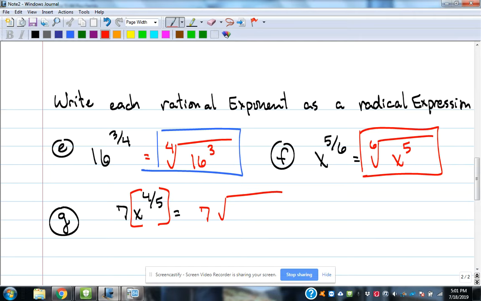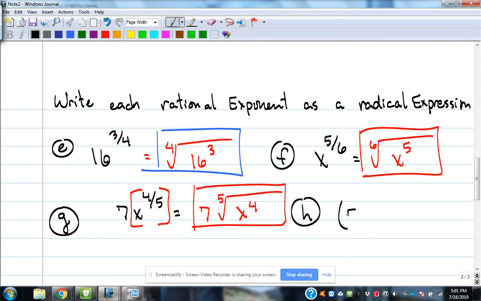All right. Now that'd be the 5th root of x to the 4th power. Again, the 7 has to be out in the front for that to be correct. 7 on the inside would be incorrect on that problem. So be careful of that. They can be tricky.